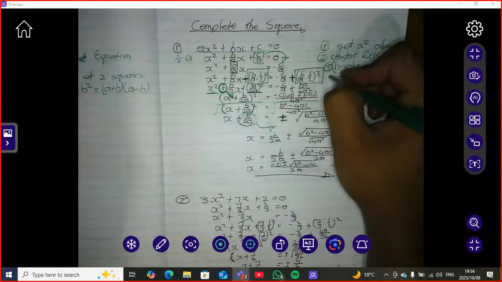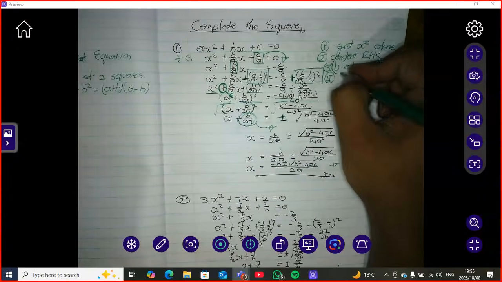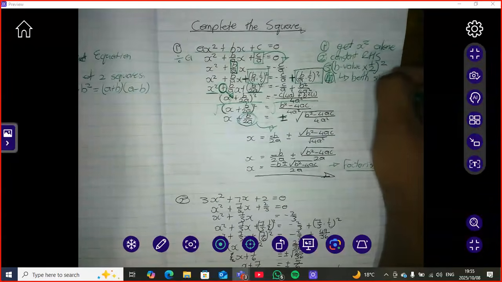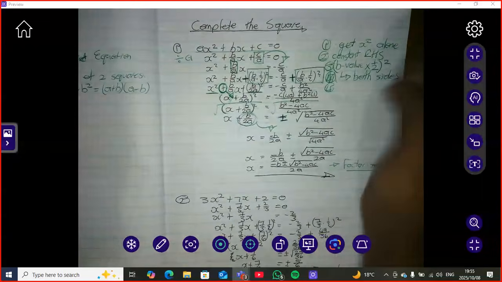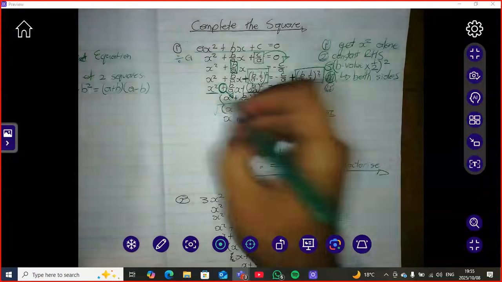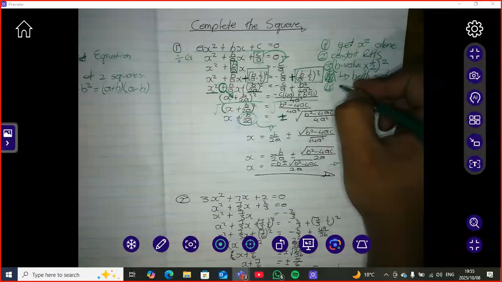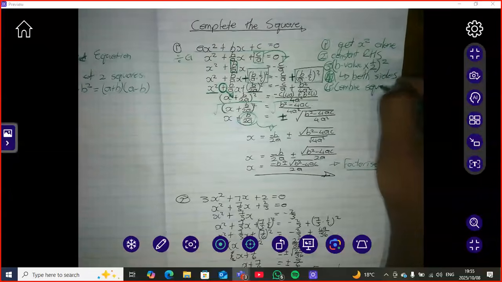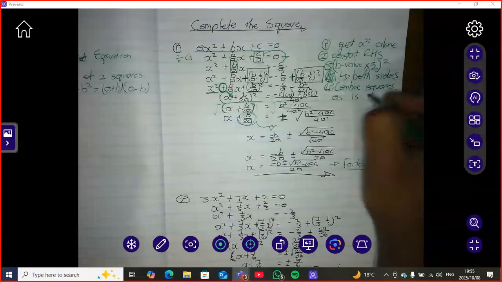Then step four is, oh, that should be both sides. Don't forget both sides. Then step four is this here. Okay, combine squares as is.